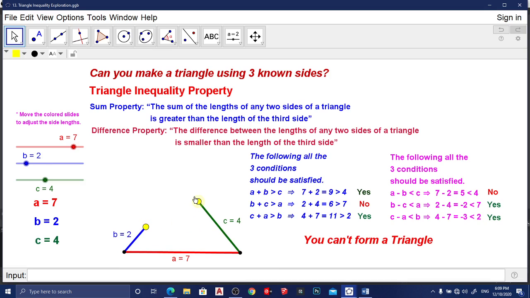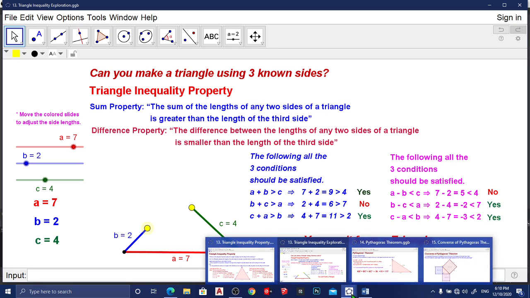By moving this, they will not intersect anywhere, because this is the shortest length, and this is also a small one, so you cannot form a triangle. That's the usage of the triangle inequality property. By using this property, you have to solve some problems in the exercise.